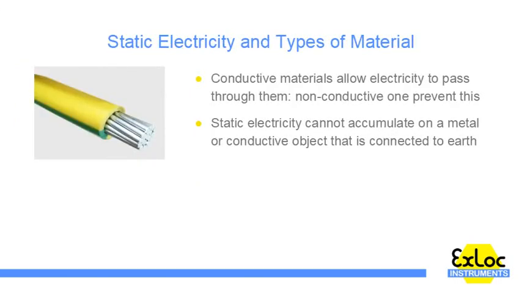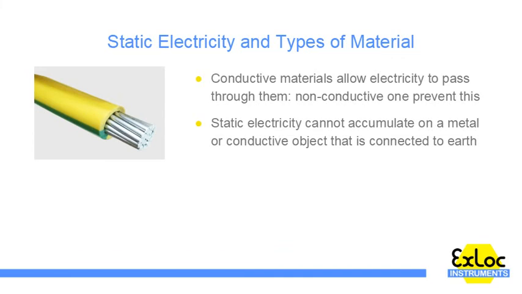Static electricity and types of material. Conductive materials allow electricity to pass through them, whereas non-conductive materials prevent the passage of electricity. Think of a conductive copper wire carrying electricity that is sheathed with a non-conductive plastic sleeve to prevent an electric shock if it is touched.